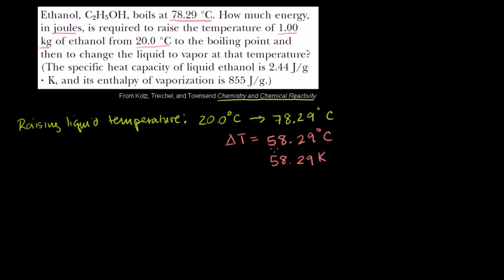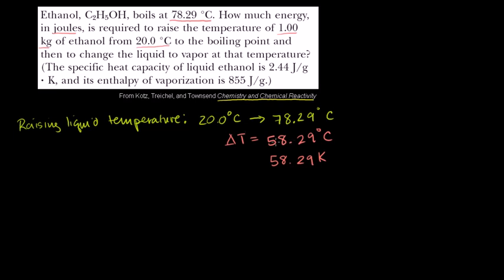And the reason why we can do that is because differences on the Celsius scale and the Kelvin scale are the same thing. The Kelvin scale is just a shifted version of the Celsius scale. If you added 273 to each of these numbers, you would have the Kelvin temperature. But then if you take the difference, it's going to be the exact same difference. Either way you do it, 78.29 minus 20. So that's how much we have to raise the temperature.